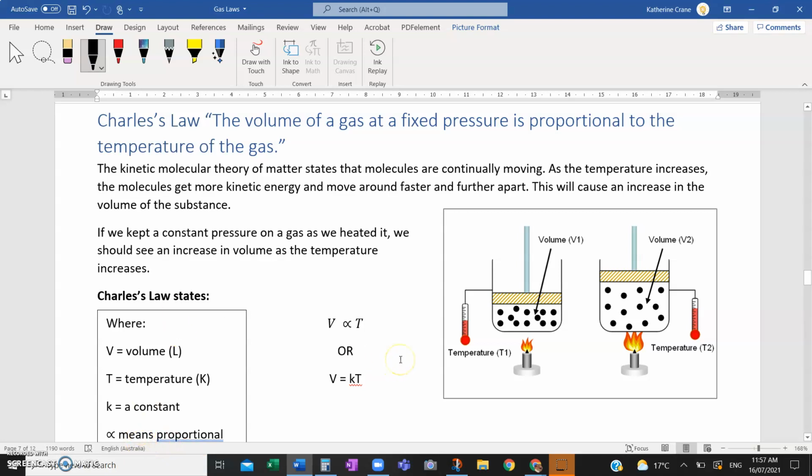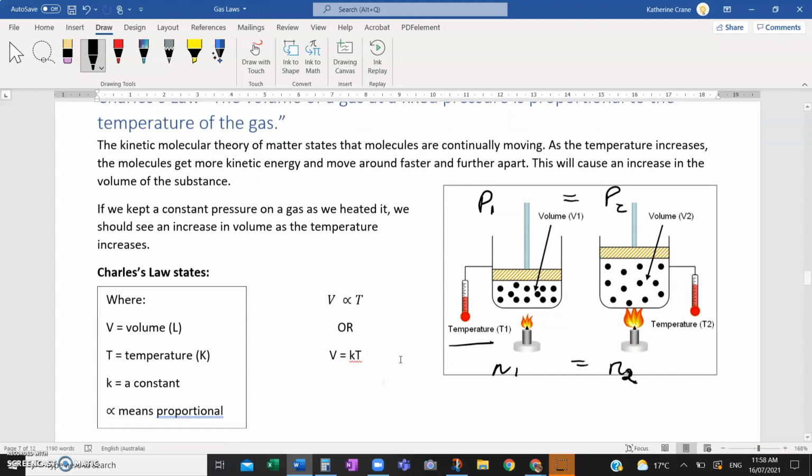And this diagram here shows that. Here we have one temperature and the volume of the gas here. And then if we heat it more and we get a higher temperature of gas, the volume increases. Notice that the moles of one is equal to the moles of the other. The number of particles is going to be the same, and that's really important here. The pressure of one is also going to be equal to the pressure of two. Okay, so they're not changing. That's really important for this law, for all of the laws.